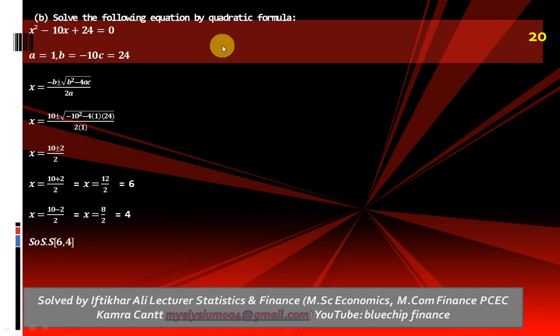Okay, so now come to the B part. Solve the following equation by quadratic formula: x square minus 10x plus 24. Very simple it is, that a should be 1, b should be minus 10, and c should be 24. Just simply apply the quadratic formula and put all these values into this formula. So one x is 6 and another x is 4. So the solution set for x is 6 and 4.